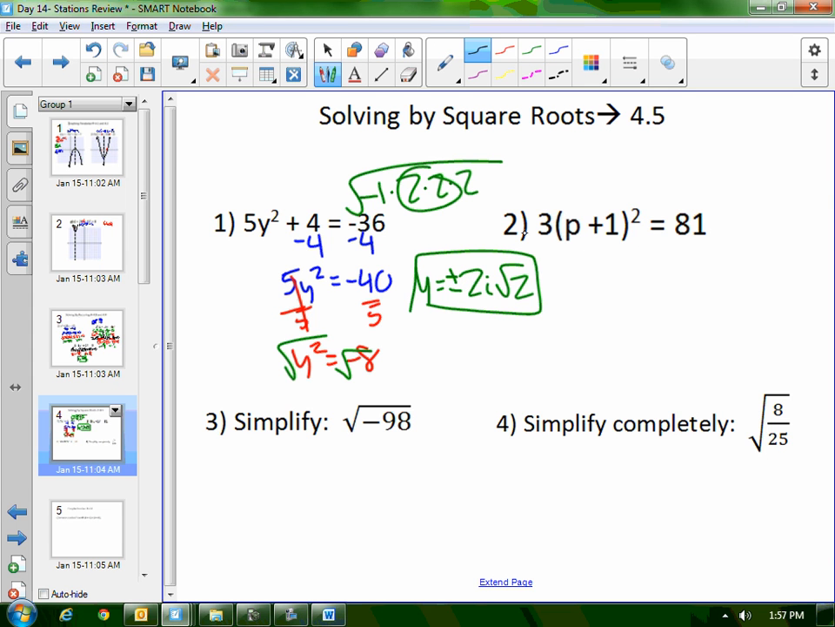The second one, you got to get this quantity squared. It's kind of like a variable, but it's a quantity. I'm going to divide by 3. And now I have this quantity, p plus 1 squared equals, and 81 divided by 3 is 27.